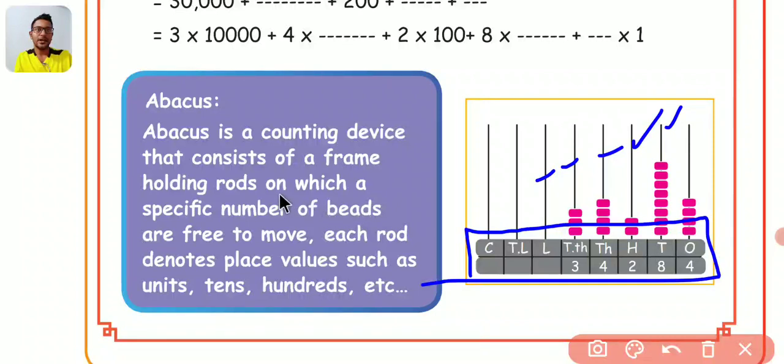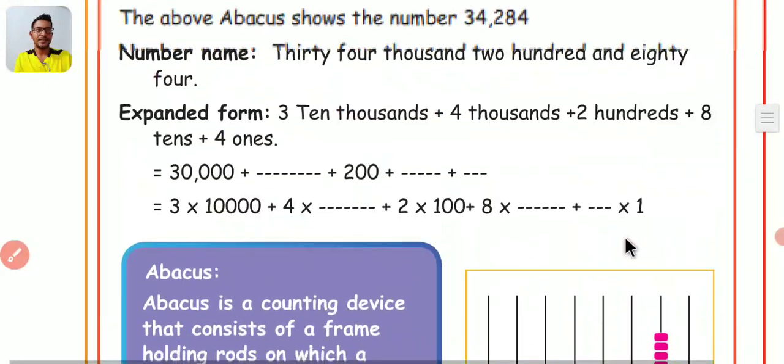Holding rods on which a specific number of beads. These are all the beads. These beads are free to move. We can move them easily. If you take these beads, they are easy to move. Each rod denotes place values such as units, tens, hundreds. So the first rod mentions which place? Ones. Second one tens. Third one hundreds. Fourth one thousand. Fifth one 10,000. Sixth one lakh. 7th one 10 lakh. 8th one crore. They are mentioning places. Each rod mentions a place. So here they are giving one activity.